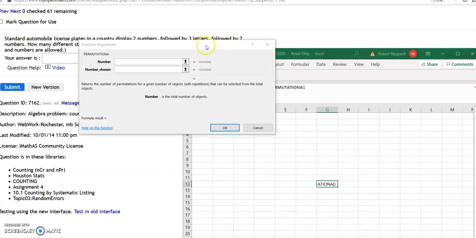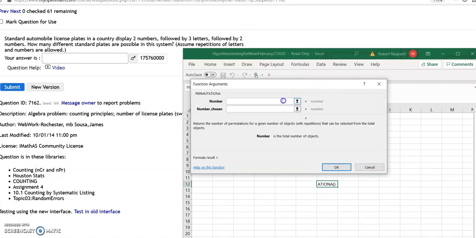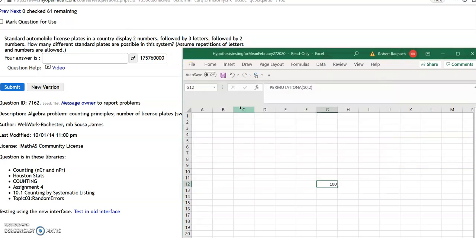Okay. And then enter, let's see, the first one is 2 numbers out of 10, right? Because 0, 1, 2, 3, 4, 5, 6, 7, 8, 9. So there's 10 possible numbers, and you're going to choose 2 of those numbers. So that answer is 100, okay? All right. Then you have 26 letters, and you're going to choose 3 of them.